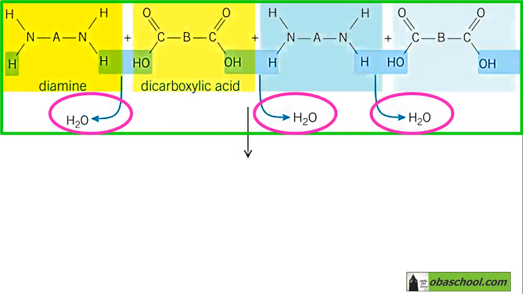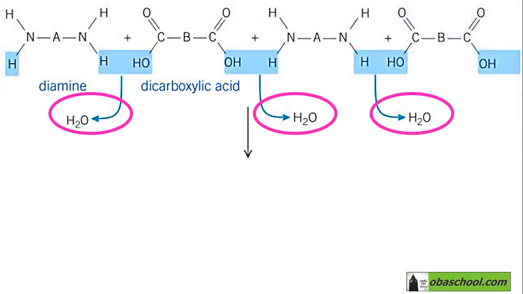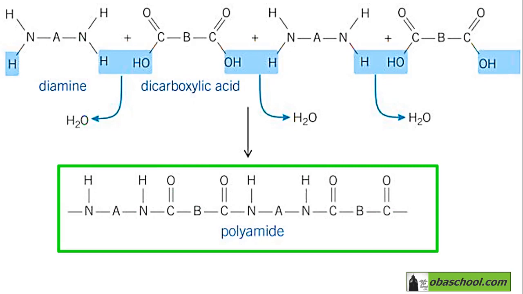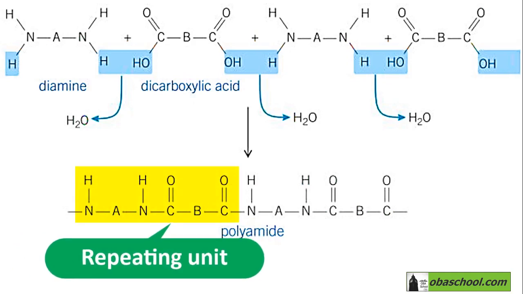The more you have of the diamines and the dicarboxylic acids, the more H2O molecules will be released out. When they are released out like this, there is a linkage between all these monomers that will be formed, and they will form for us the polyamide polymer. So our repeating unit here, as you can see, is the NH C double bond O B C double bond O. Again, it's going to connect to another NH C double bond O B C double bond O. So our repeating unit is this one here, as I highlighted it here.